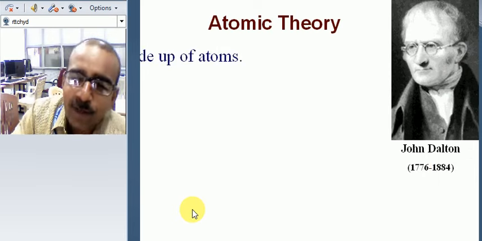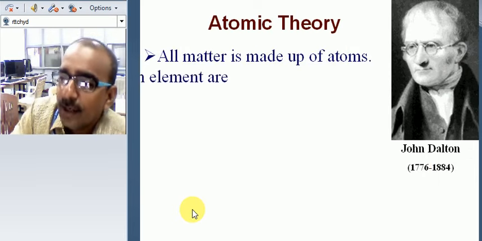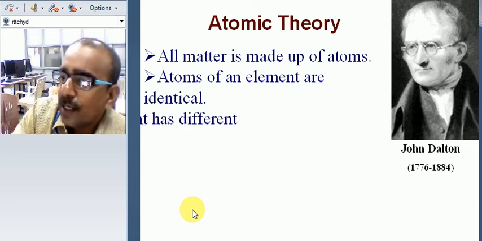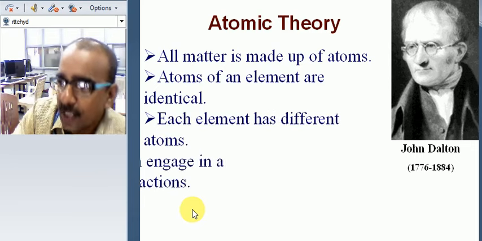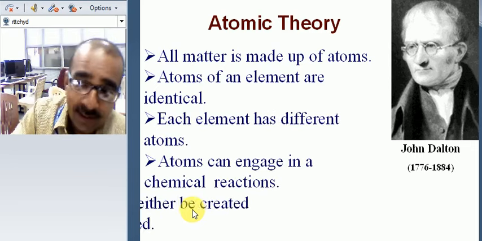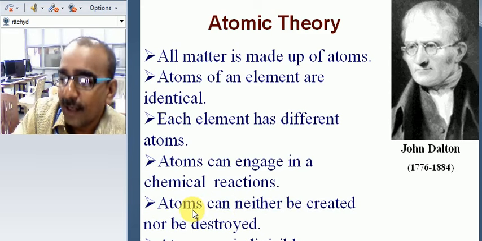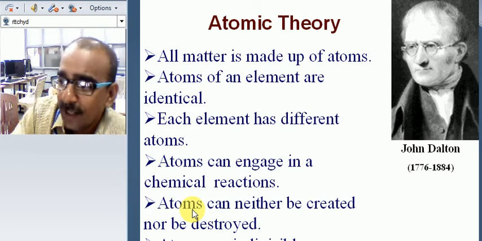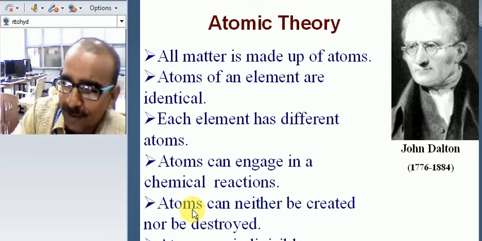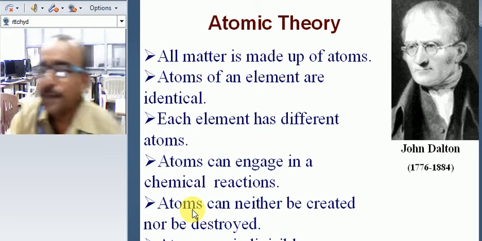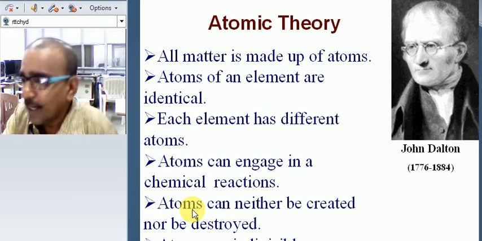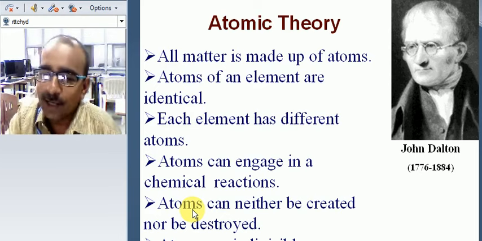The first atomic theory was proposed by John Dalton, and he proposed that all matter is made up of atoms. Atoms of an element are identical. Each element has different atoms. Atoms can engage in a chemical reaction. Atoms can neither be created nor be destroyed. Atoms are indivisible. So this person, Mr. John Dalton, was the first to propose this atomic theory.